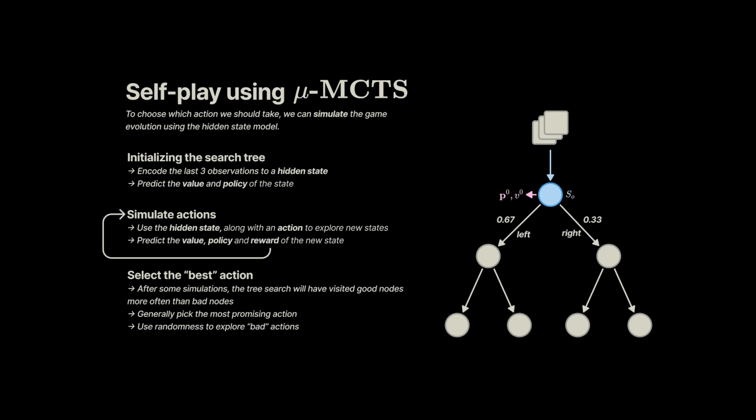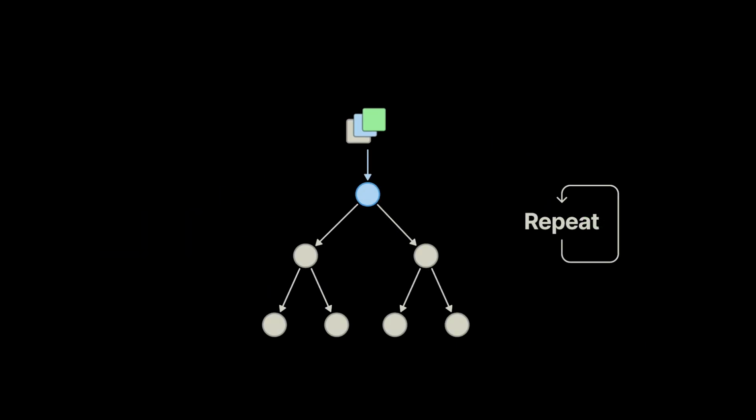At the end, the tree search is set up to have visited promising nodes the most times. We use this to generate a policy distribution at the root node, which we then use to pick the action. Here we should use some randomness to explore, but generally pick the action the network thinks is good. So here we pick the left action. We can see that it gets applied, and now we move on to the next state, and we repeat the same process again.